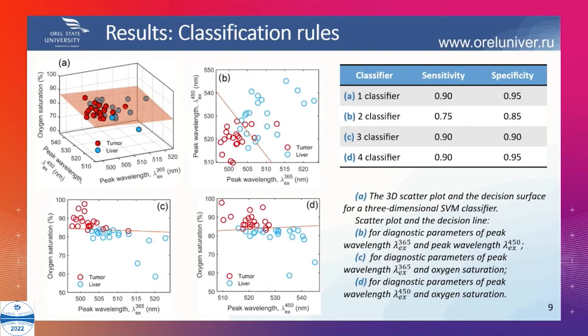Peak wavelength and oxygen saturation were used to synthesize the decision rules presented on this slide. The lowest level of error was obtained with the combination of peak fluorescence under UV excitation and oxygen saturation, or using all three parameters. Thereby, the combination of fluorescence spectroscopy and diffuse reflectance spectroscopy methods provides high sensitivity and specificity values.